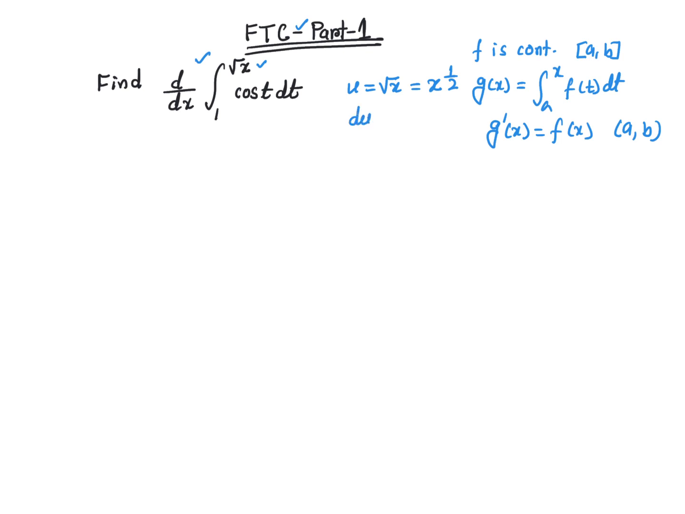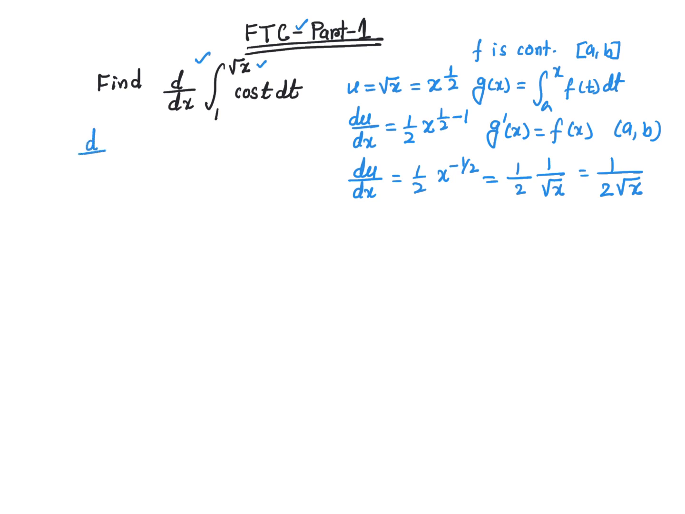So my du over dx is going to be 1/2 x to the power 1/2 minus 1, which is x to the power negative 1/2, which is nothing but 1/2 times 1 over square root of x, which is 1 over 2 square root of x. So now, if I do the substitution, what do I get?